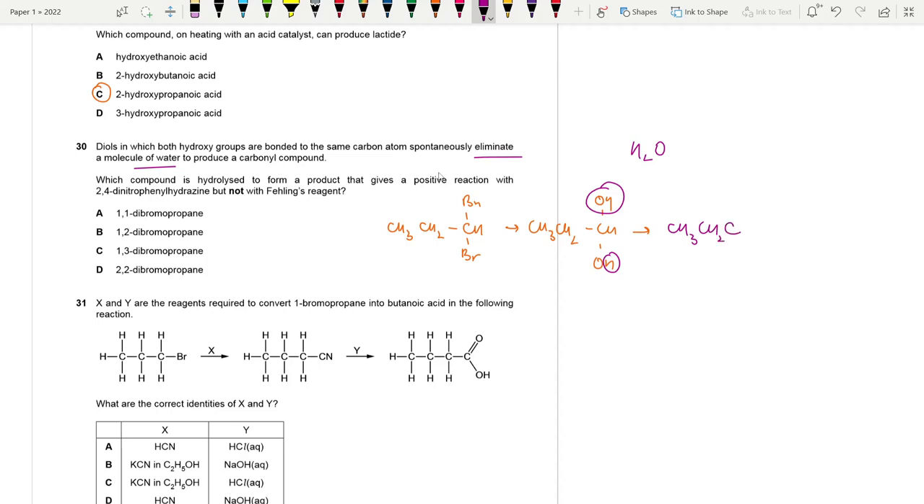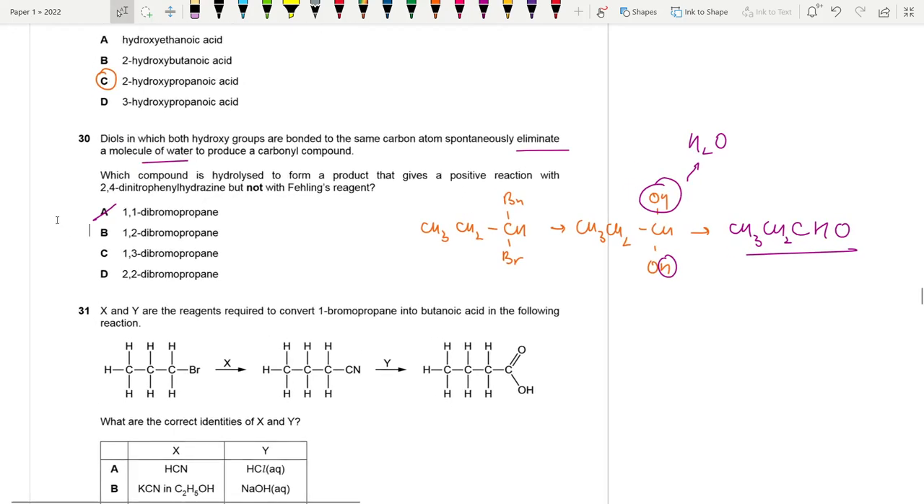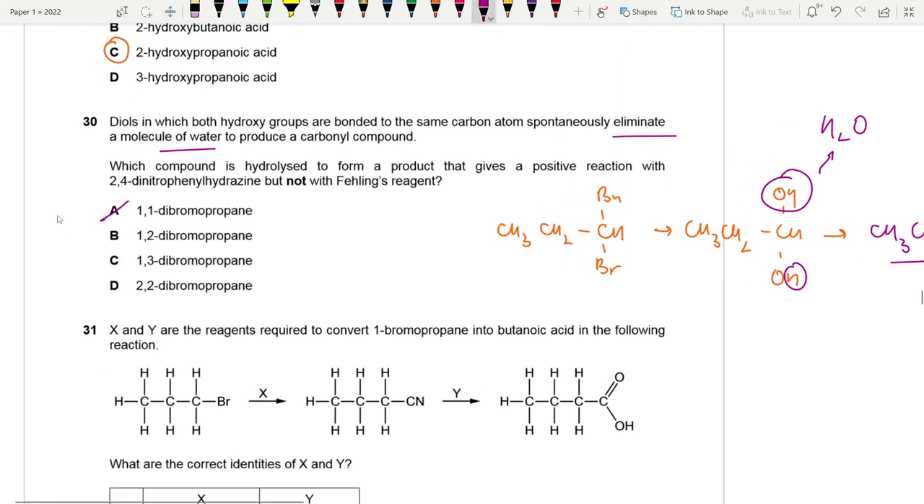CHO, right? After losing that molecule of water, minus H2O, this is an aldehyde. So basically this is wrong, since it's going to give a positive Fehling's test.